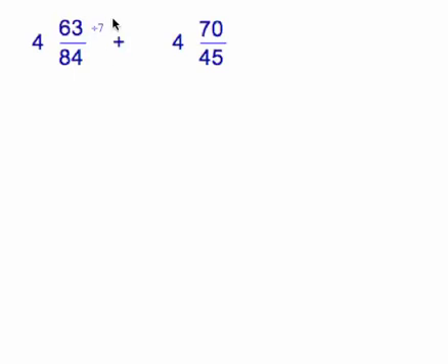All right, so I'm going to divide the top and bottom by 7, and that's going to give me 63 divided by 7 is 9, 84 divided by 7 is 12, so I now have 4 and 9/12ths. Now over here with the 4 and 70/45ths, I'm thinking 5 is going to go into 70 and 45, so I'm going to divide the top and bottom by 5, and that gives me 4 and 14/9ths.